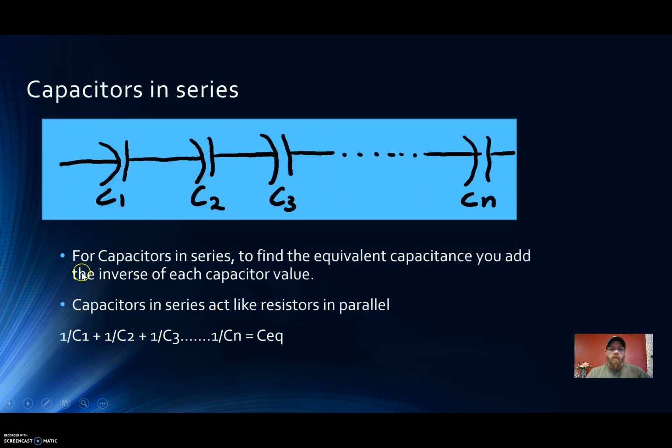For capacitors in series, to find the equivalent capacitance, all you will do is add up the inverse of each capacitor. And if you notice, the equation for capacitors in series is much like resistors in parallel. So 1 over C1 plus 1 over C2 plus 1 over C3, and so on and so forth, will equal 1 over C equivalent.